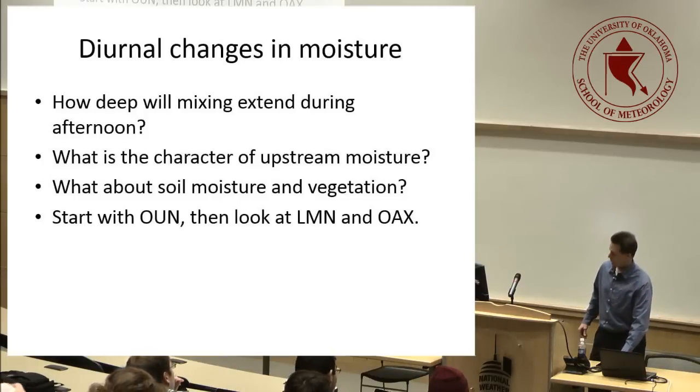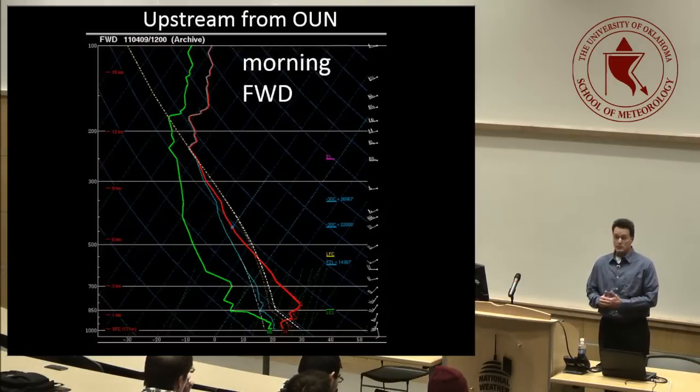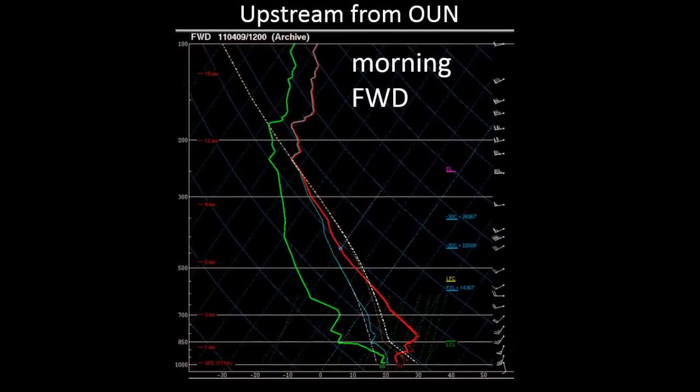And again, we'll go from south to north and look at the changes during the day. Okay, this is Fort Worth that morning. Steep lapse rates in the mid-levels. That's nice. Moist layer looks like it could perhaps use a little assistance, and it's a very warm layer above that. So we'll have to consider that.